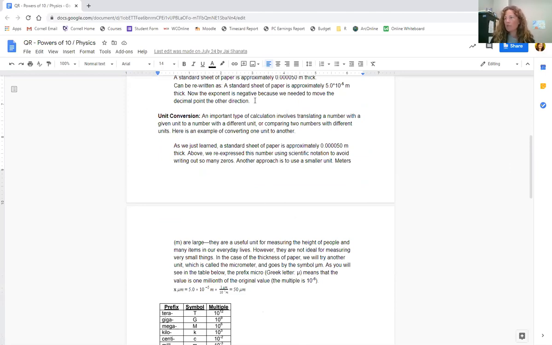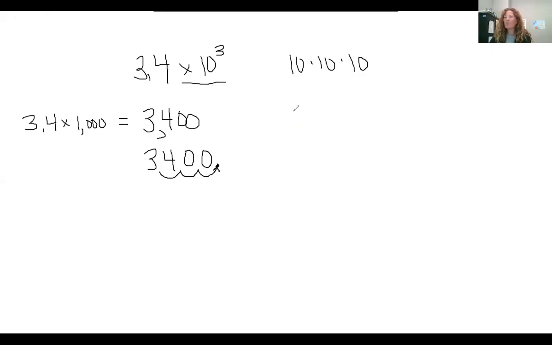Something that might come up that is not covered in this section here is the shortcut that I mentioned for working with numbers in scientific notation. So before I move on to unit conversion, I'm actually going to hop right back into the whiteboard and show you what I mean.